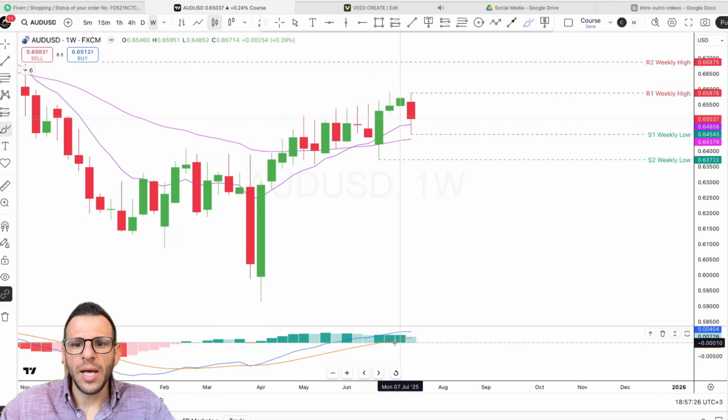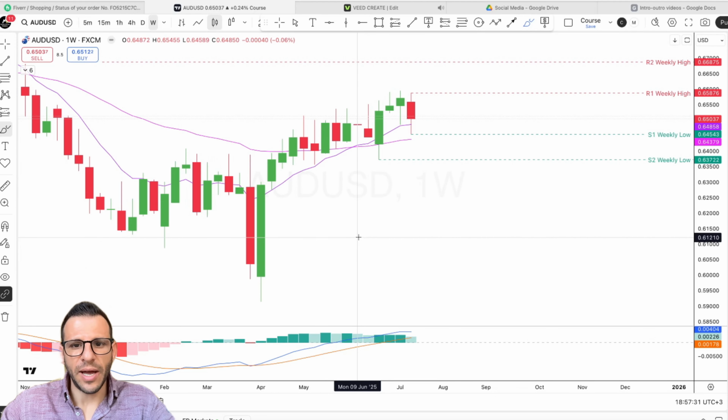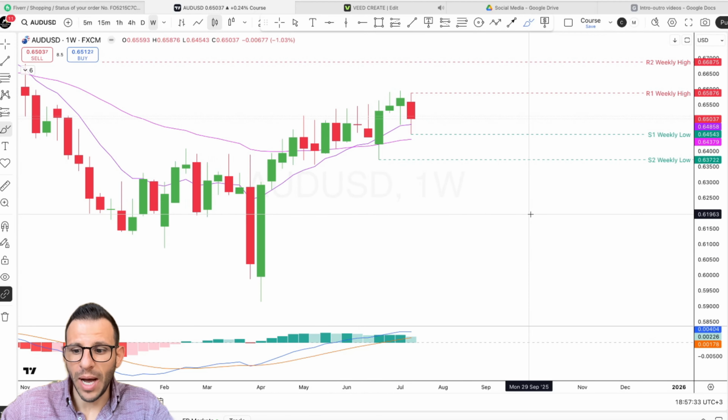The price keeps the formation of higher highs and higher lows, and this has more bullish than bearish implications. As well, the MACD is above the zero line, which indicates that it is dominated by more buying pressure.